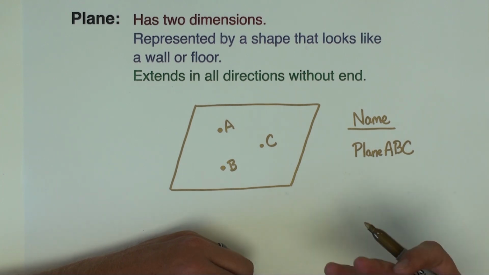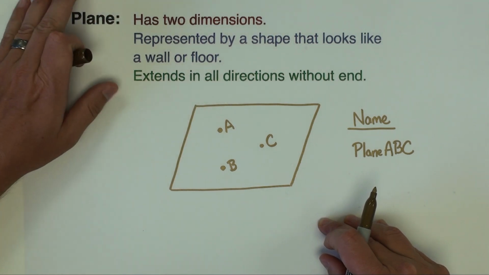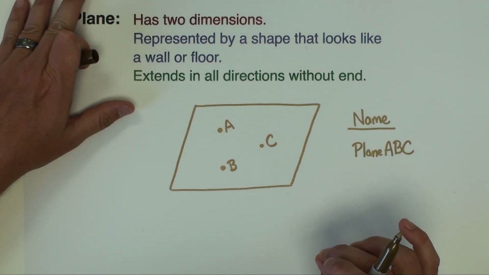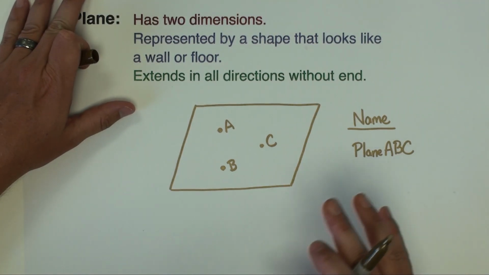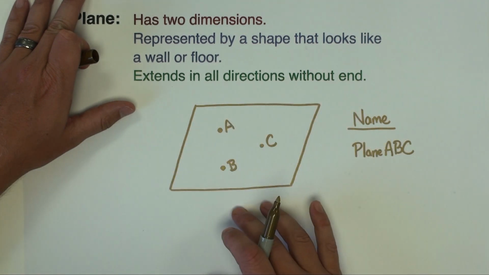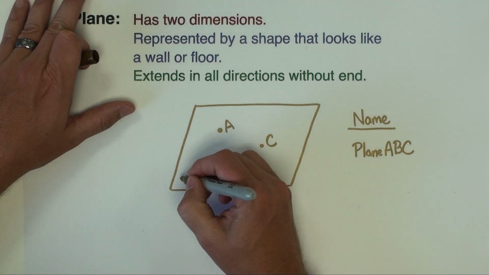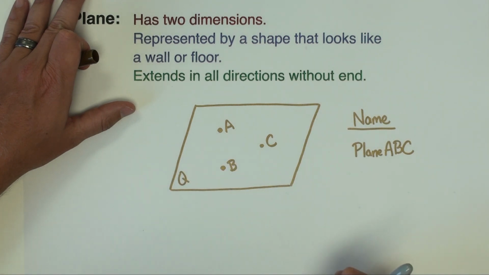Now, like when we name the line, sometimes we can name planes differently. Sometimes they'll just be a single letter that's not a point, but a single letter that defines or describes the plane. So let's put a letter out here, and typically you're going to see it in one of the four corners.